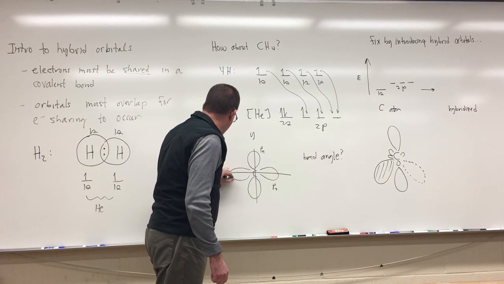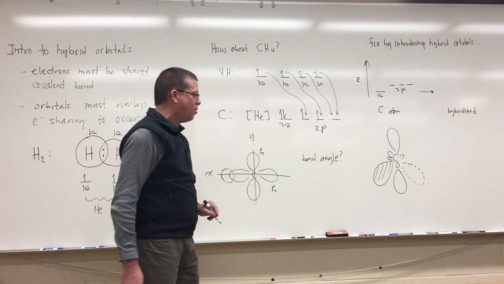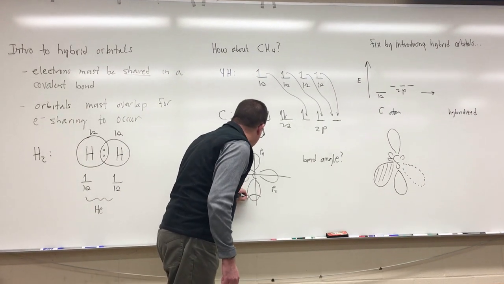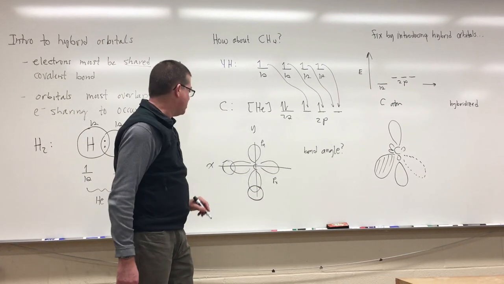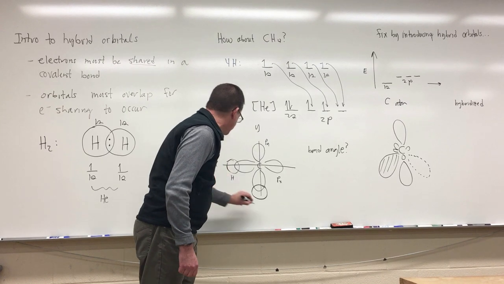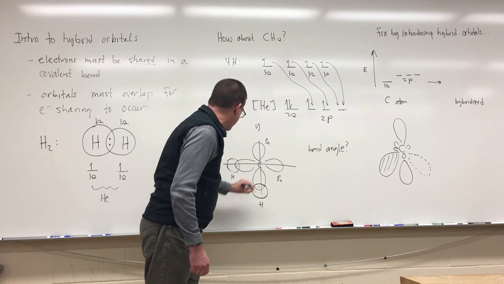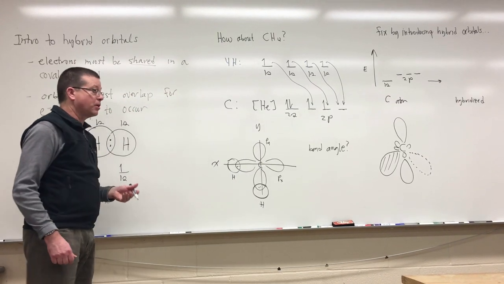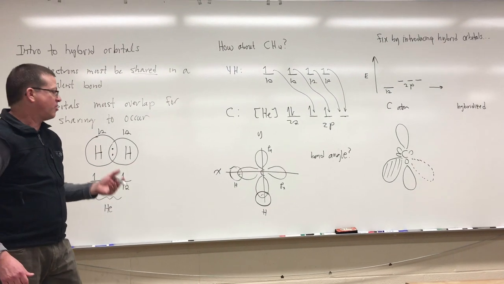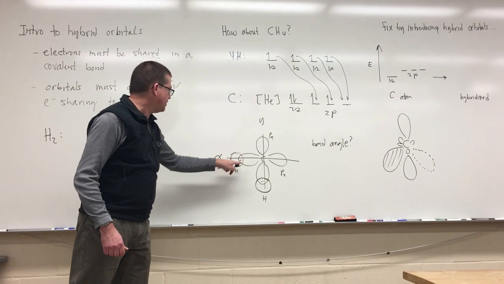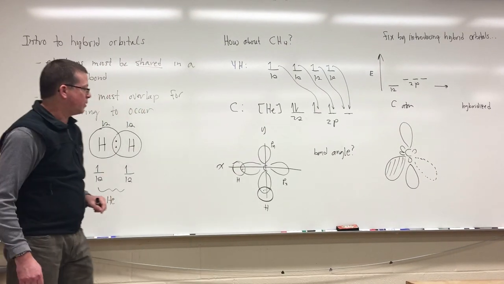I could bring my hydrogen S orbital in like so, I could bring another hydrogen S orbital in, like so. So each one of these represents a hydrogen coming in. And we can get our electron sharing happening through that orbital overlap. In other words, the lobe of the P orbital actually overlapping with the sphere of the hydrogen S orbital.